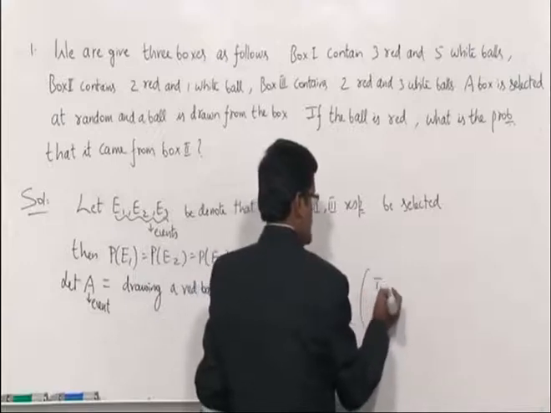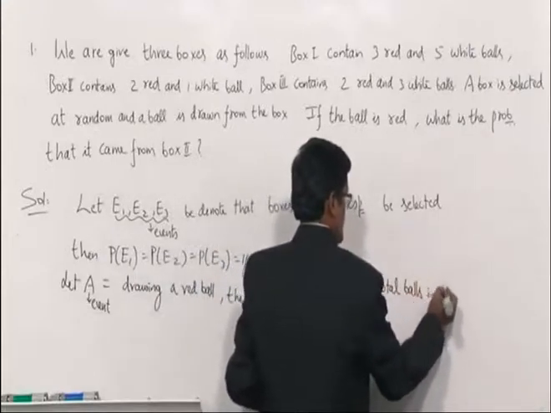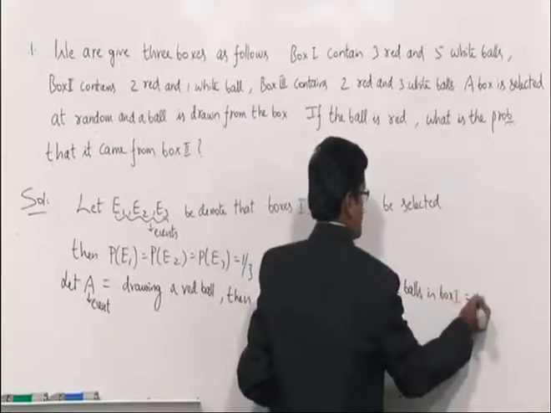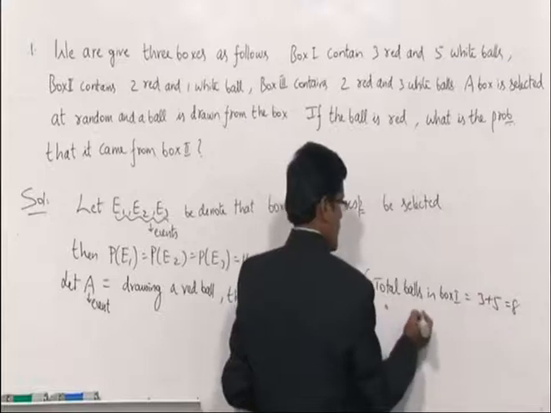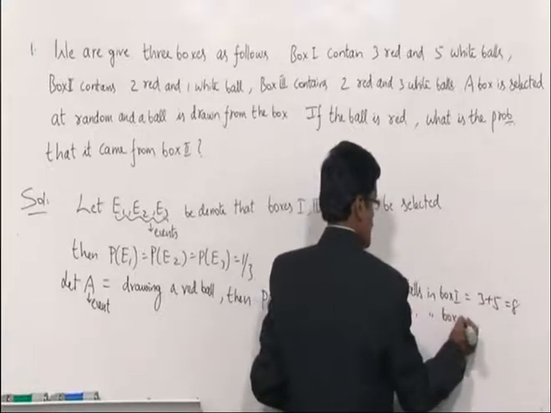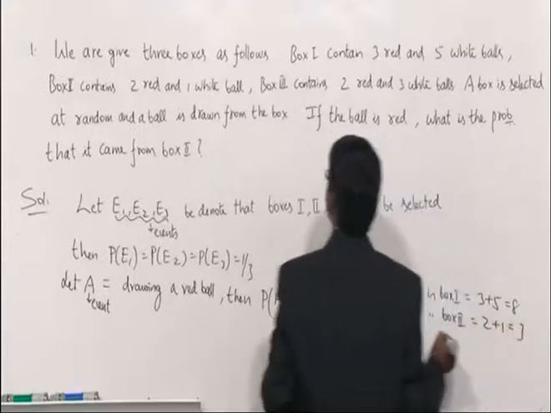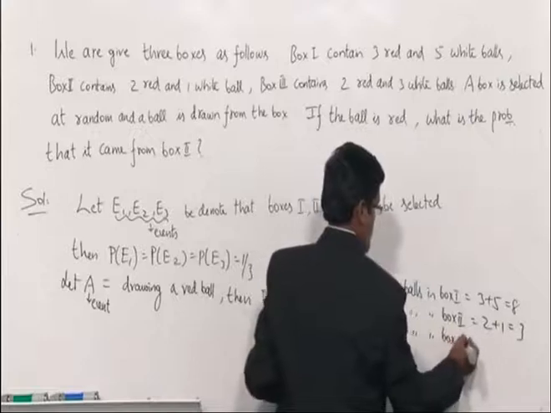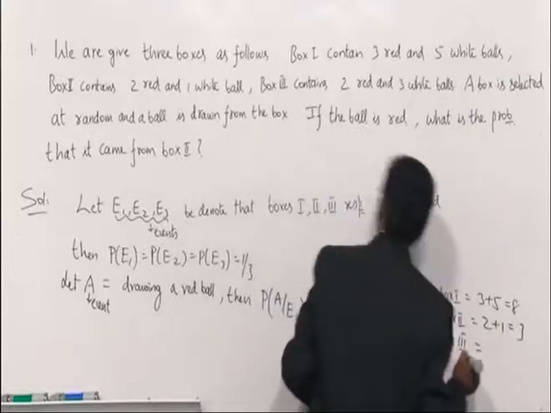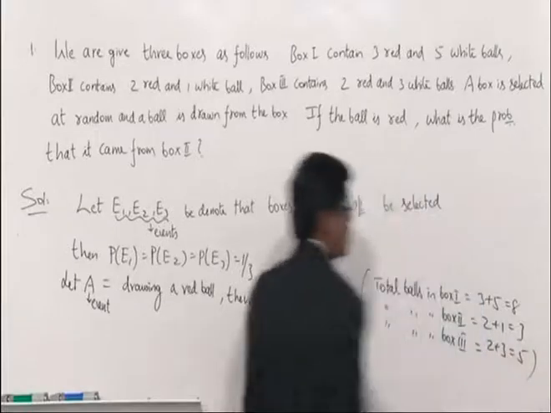Here I am writing total balls in box 1 is equal to 3 plus 5, 8. Total balls in box 2 is equal to 2 plus 1 is equal to 3. And total balls in box 3 is equal to 2 plus 3, 5. Okay.